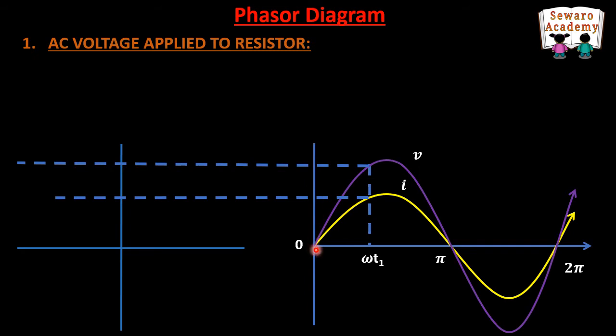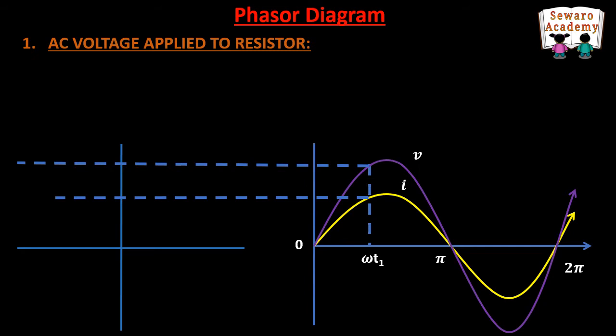Now here this is 0, and this is the point where the current and the voltage reach maximum. So this is pi by 2, 90 degrees, this is 180 degrees or pi, and this is 270 degrees and 360 degrees. Here I have drawn a vertical line between 0 and 90 degrees. At this time, both the current and the voltage are in the same phase. So we need to draw the phasors in the first quadrant here, between 0 and 90 degrees.